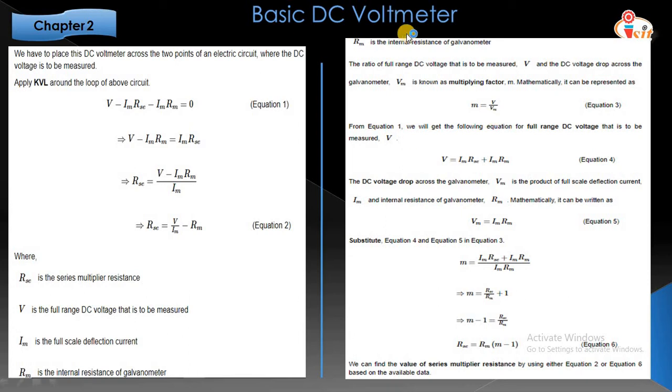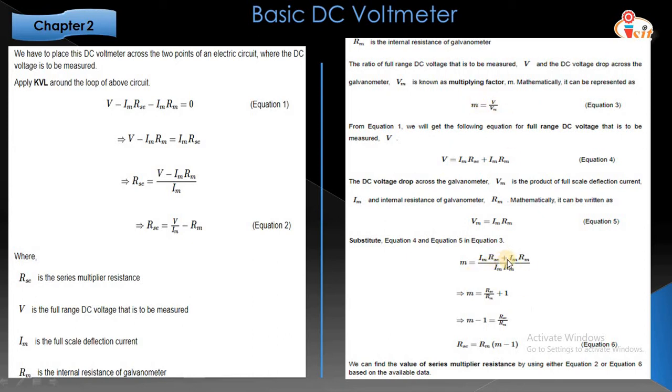Now from equation 1 we get the following equation for full range DC voltage that is to be measured. V is equal to Im Rsc plus Im into Rm, that is V is equal to Im into (Rsc plus Rm). This equation we get from equation number 1. Then the voltage drop across the galvanometer, Vm, is the product of full scale deflection current Im and the internal resistance of galvanometer Rm. Then Vm is equal to Im into Rm.